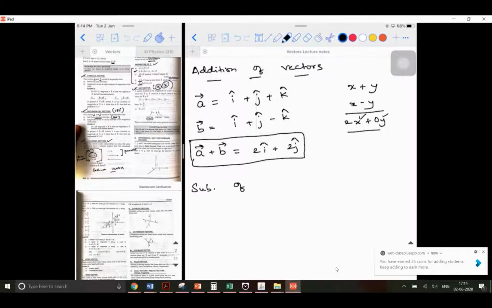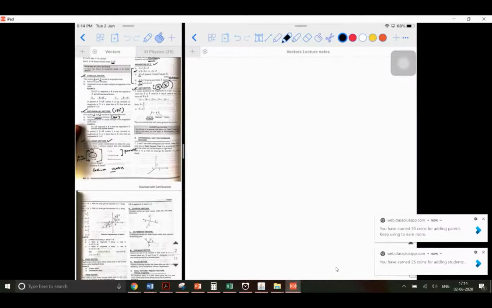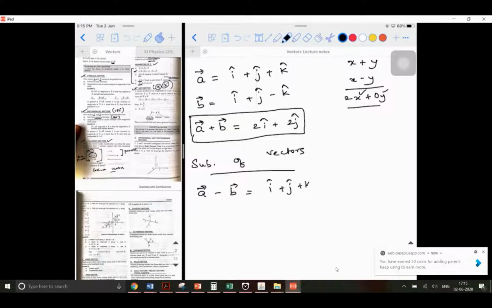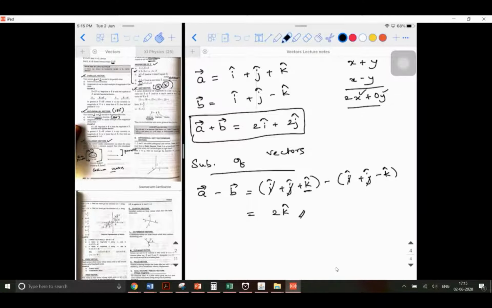Similarly, when I introduce the concept of subtraction of vectors, what are you going to do? When I ask you a vector minus b vector, what is going to be the meaning? Change the signs and write it. So is it like this? i cap plus j cap plus k cap minus i cap plus j cap minus k cap, right? So what all will get cancelled? i cap and i cap will get cancelled, j cap and j cap will get cancelled, k cap minus of minus k cap will be 2k cap. So this is going to be the resultant.